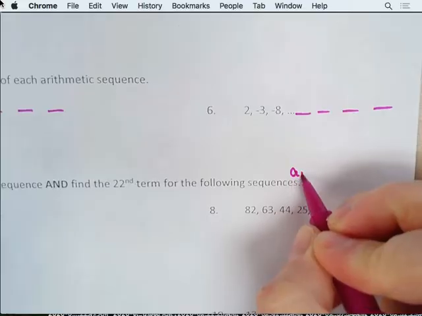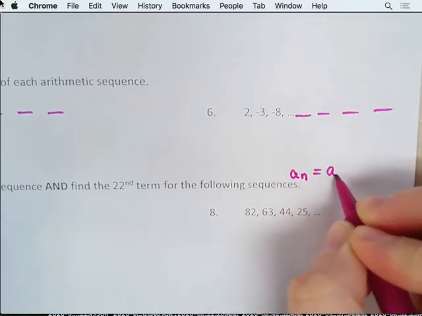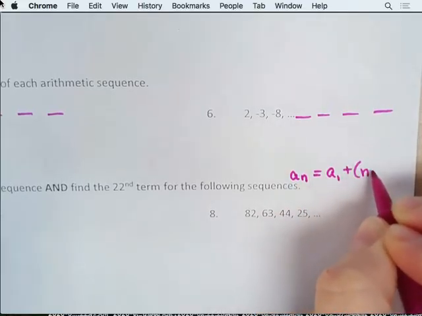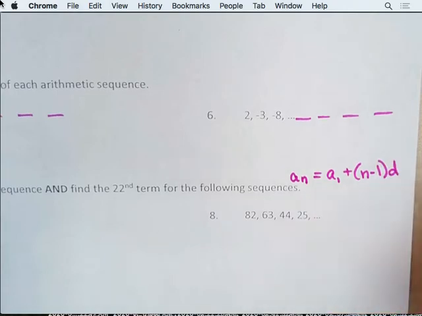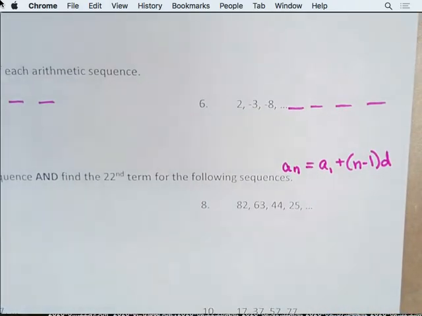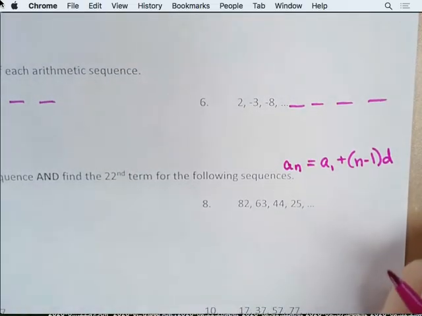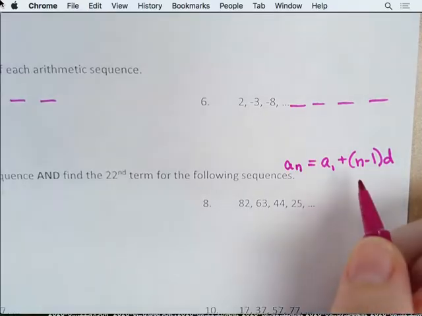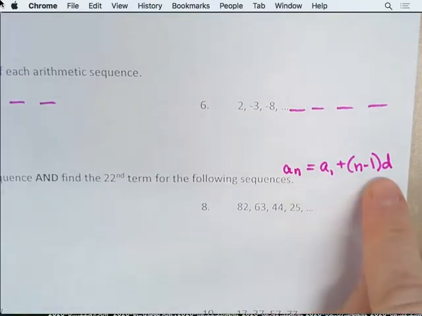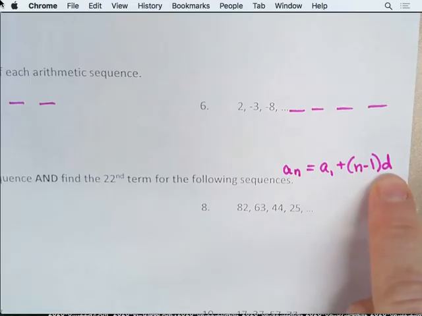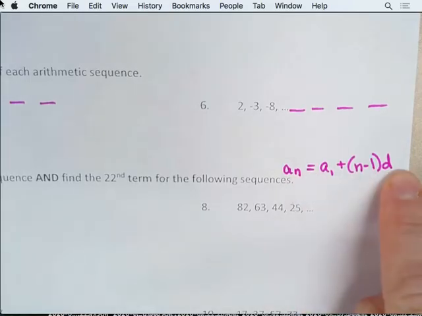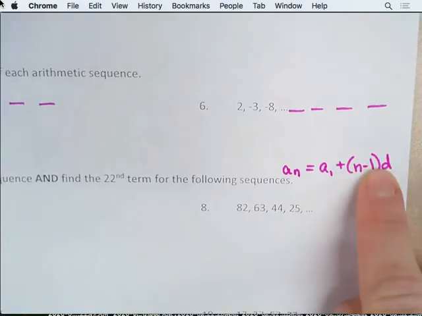Okay, so I need to write the formula up here. So AN equals A1 plus N minus 1 times D. That's your arithmetic sequence formula. So in order to write the formula, you need your A1, which is your first term, and D, which is your common difference. Once you have those terms, plug it in, distribute the D, and then simplify.